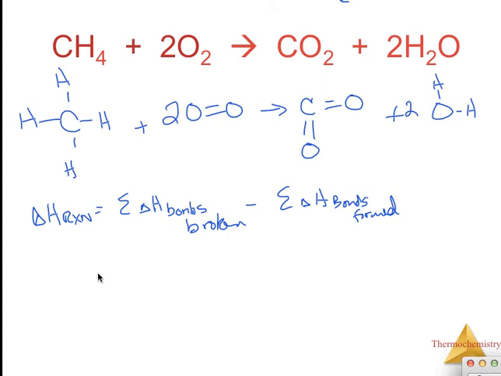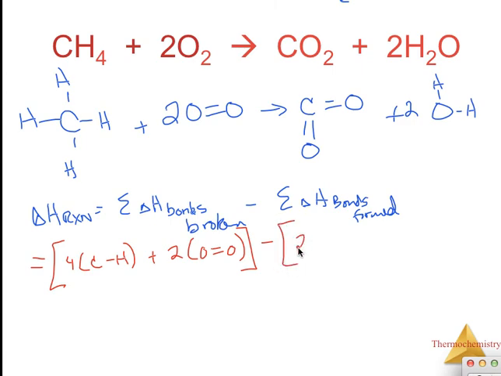So that delta H is going to be equal to, here are my bonds broken. I have 4 C-H bonds being broken, plus 2 double bonded O's being broken, minus 2 C double bond O's being formed, and here's 2 O-H bonds in each molecule. I have 2 molecules, so that's 4 total O-H bonds formed.